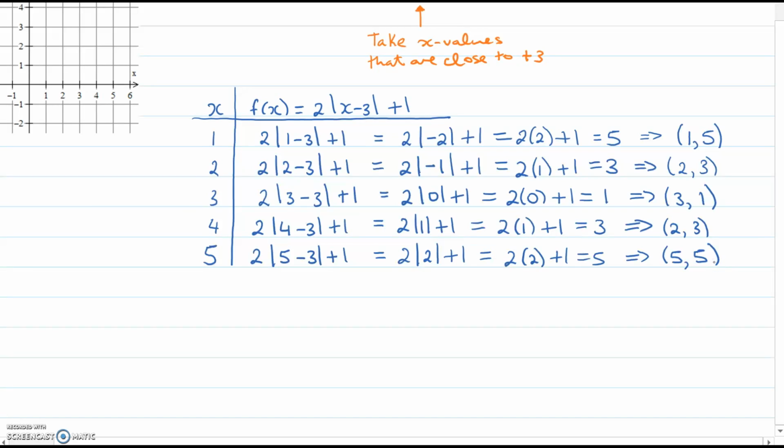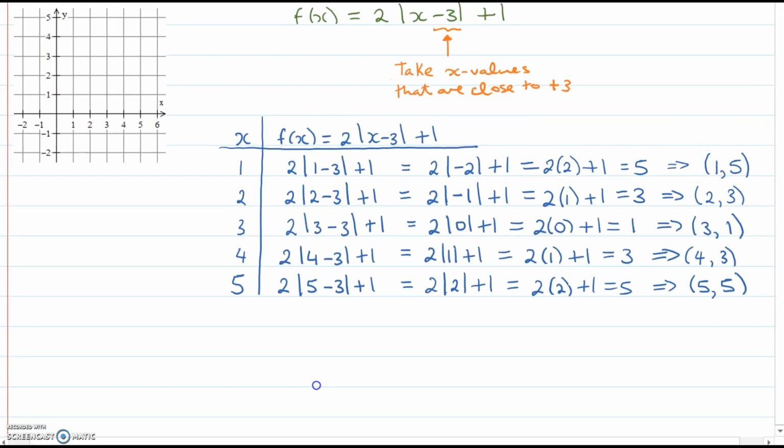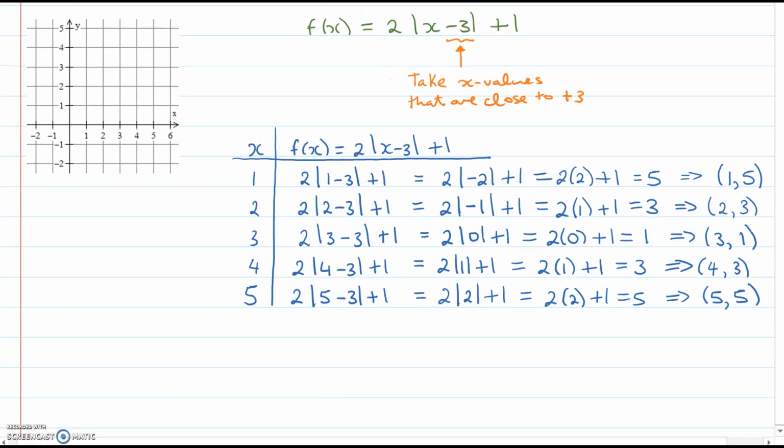Okay, so let's start plotting these points. And I made a mistake here in the 4th line. What I wanted here was the point 4, 3. So the points we're going to graph are 1, 5, 2, 3, 3, 1, 4, 3, 5, 5.